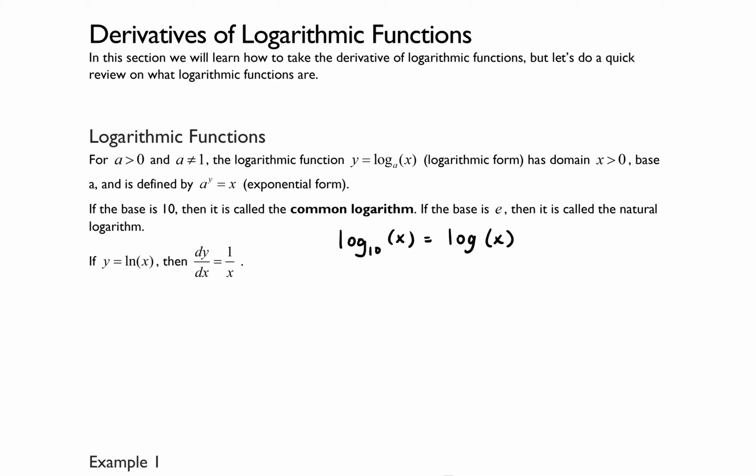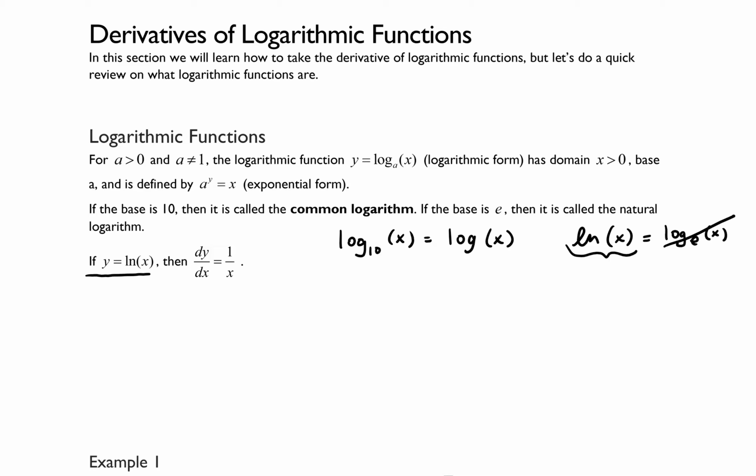And then the natural logarithm is written like ln of x like that, and that is equal to log base e of x like that. But we don't write it like this. We use this notation here. And since this is business calculus, we want to talk about the derivative. So if y equals the natural log of x, then the derivative of that is equal to 1 over x.